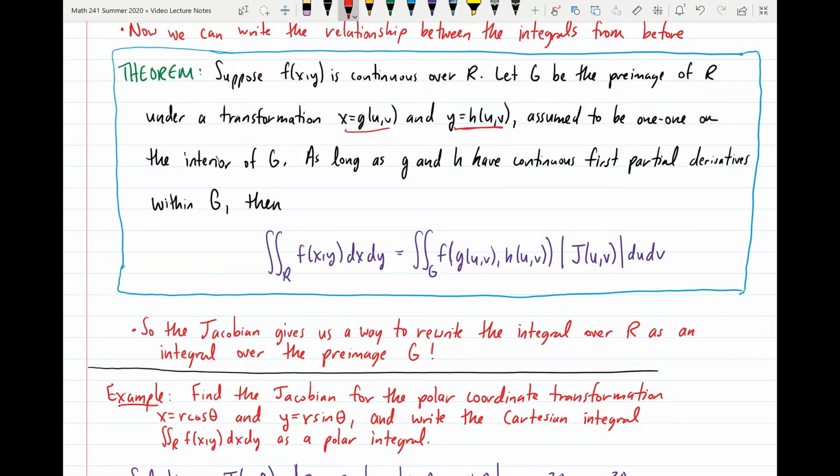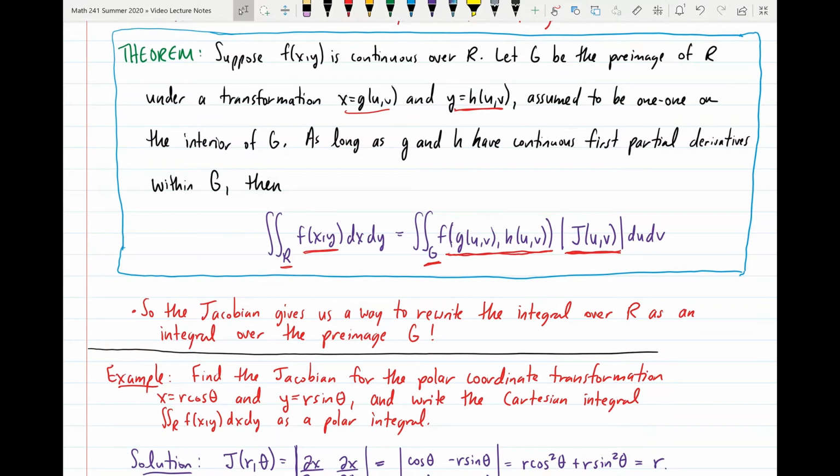The double integral of f of x y over the region R in the xy plane is equal to the integral of f of g of u v, h of u v. So here we're writing the function f as a function of the coordinates or variables u and v, multiplied by the absolute value of the Jacobian, du dv, over the region G. So now we're talking about the region G, that's the pre-image of R in the UV plane, and this gives a really nice relationship between these two different integrals.